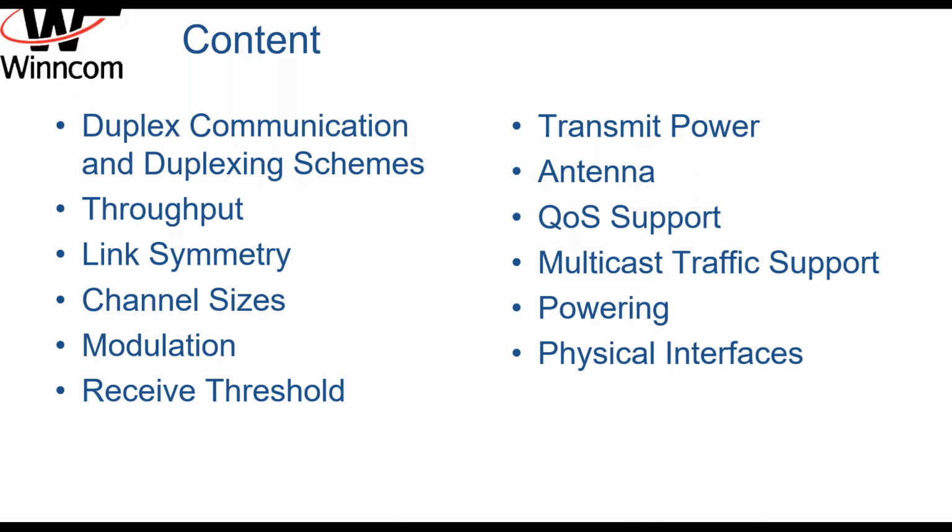So today we will be talking about duplex communication and duplexing schemes. Then we'll talk about throughput, link symmetry, and channel sizes, modulation, and receive threshold. Then we will move on with the transmit power and antennas. Then we will talk a bit about the QoS support of the links. Then multicast traffic, which is quite important for IPTV, and powering, mostly about PoEs and the physical interfaces of the radios.